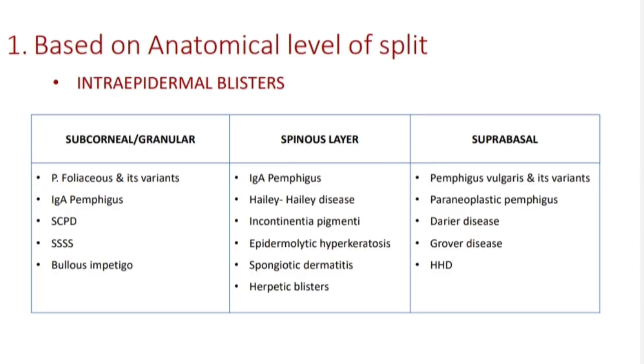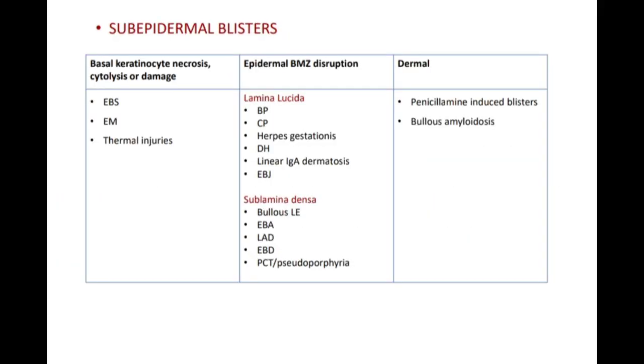Coming to subepidermal blisters, the blisters occurring due to basal keratinocyte necrosis, cytolysis, or damage include epidermolysis bullosa simplex, erythema multiforme, and thermal injuries. Then blisters occurring due to epidermal basement membrane zone disruption can be further classified depending on the level of split.